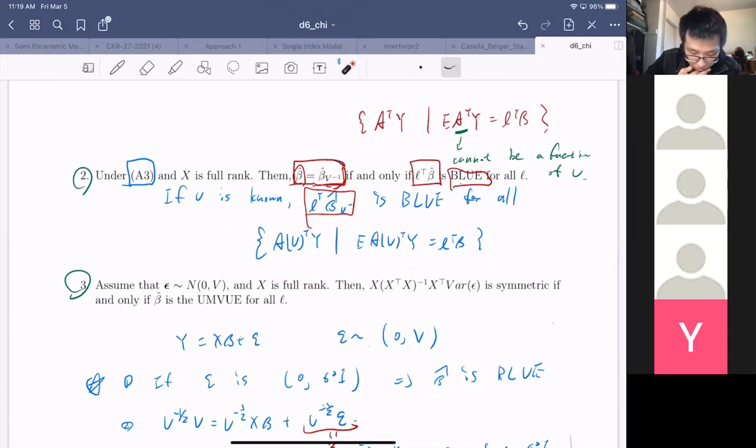I'm not sure I followed that argument. So there's a larger number of candidates for the weighted least square estimator than there is for the least square estimator. Yes, because in here we assume V is known, and under this, when we say this is BLUE, we didn't assume V is known.